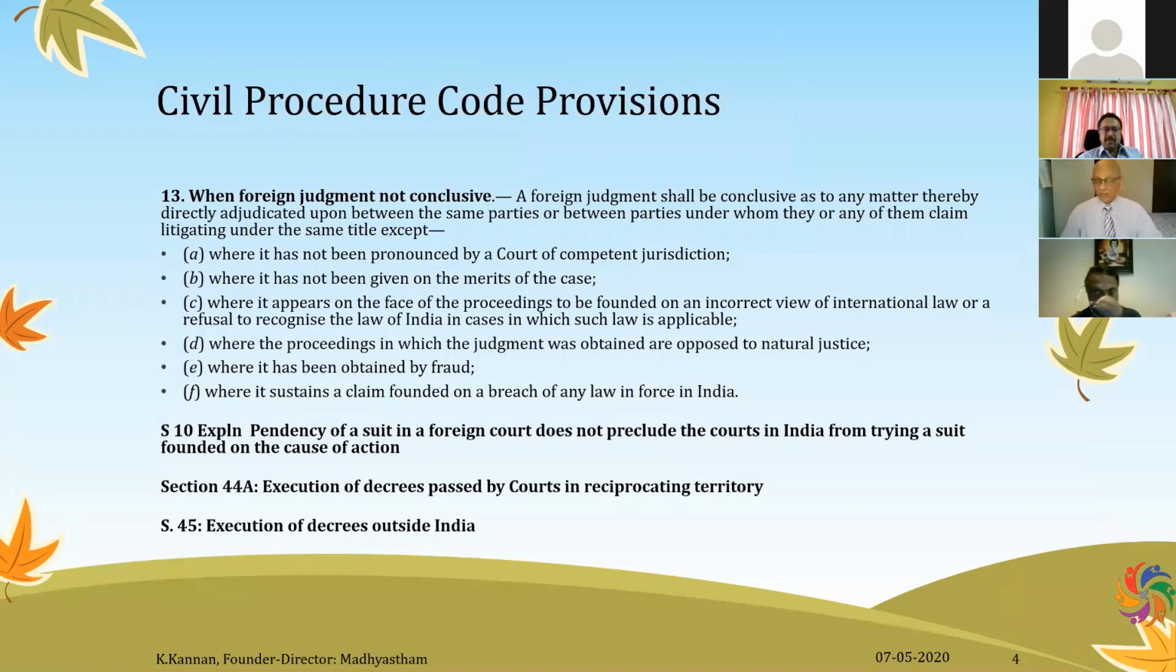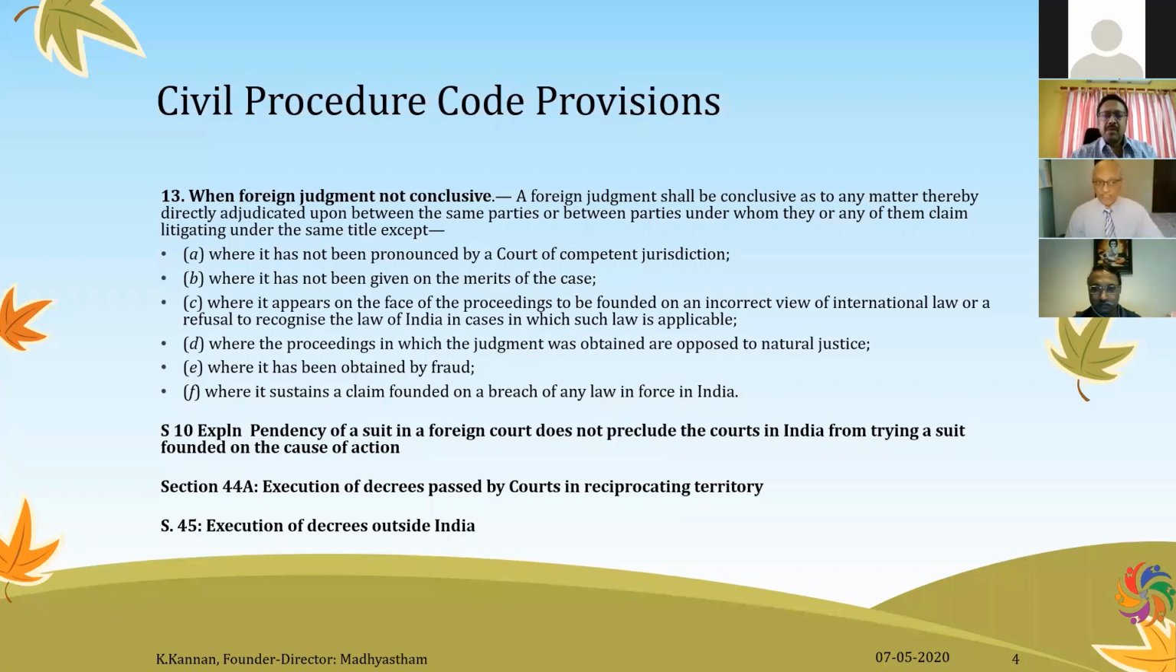But I thought how the language is made, you will see: a foreign judgment shall be conclusive as to any matter thereby directly adjudicated upon between the same parties or between parties under whom any of them will claim. To this extent, you will find section res judicata, between the same parties or any persons from whom they claim. They will be bound, obviously. And now, what is it that makes this different? There must be a foreign element. And they will not be bound.